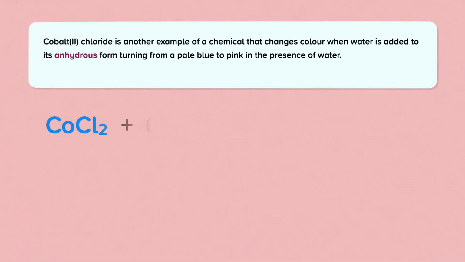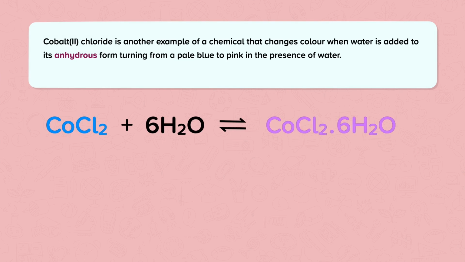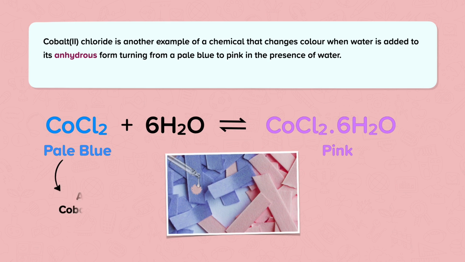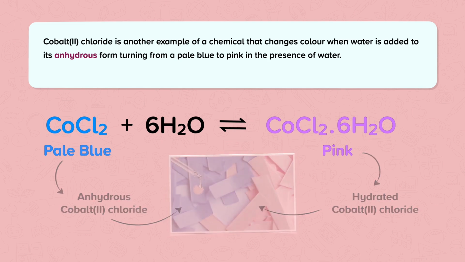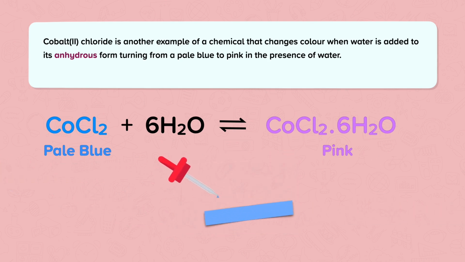Cobalt chloride is another example of a chemical that changes colour when water is added to its anhydrous form, turning from a pale blue to a pink in the presence of water. Cobalt chloride can be absorbed into paper strips, which are sensitive enough to detect even moisture in the atmosphere. Here we can see the paper strip change colour when water is added. It is important to state that these tests only detect the presence of water and not its purity.